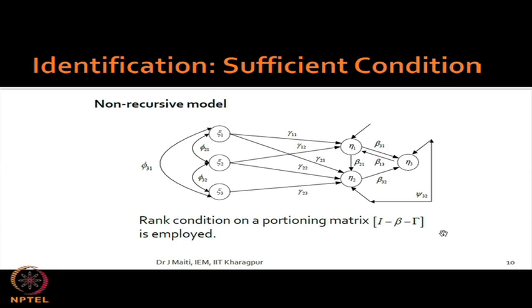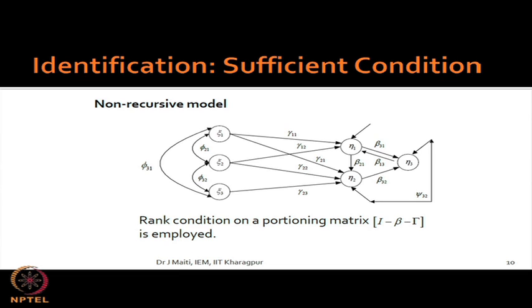The sufficient conditions you have to test through the rank condition of the partitioning matrix. You have seen the partitioning of a matrix that I mentioned, I minus beta, minus gamma; this partition matrix is employed, and its rank condition is used. As I told you in the earlier class, for the rank condition you can follow Wiley, 1973. They have given some clear cut guidelines on how to understand whether a matrix is sufficient for estimation.